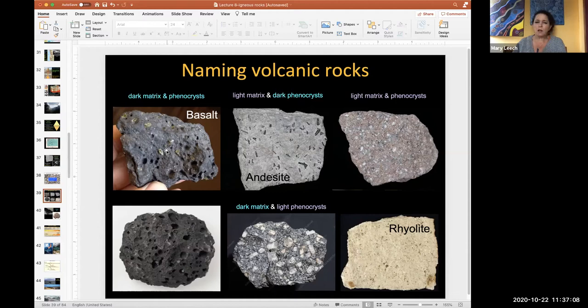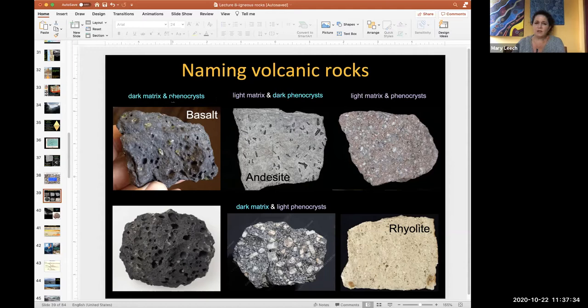And notice the bubbles too. I put this in here because this is a vesicular texture. I gave you that term on Tuesday, but I didn't show you a picture, I don't think. These are those trapped gas bubbles that are preserved in the rock. Anyway, the point is you might see black phenocrysts, you might see green phenocrysts, but overall the message is dark matrix, dark phenocrysts. That's basaltic.